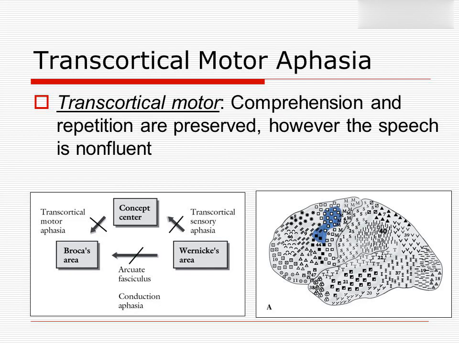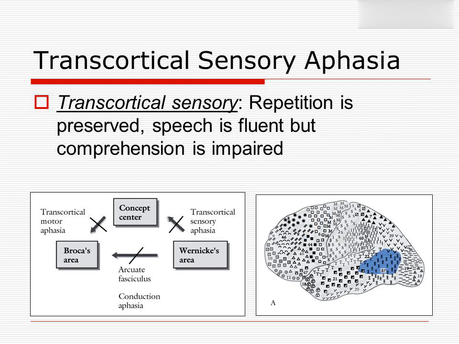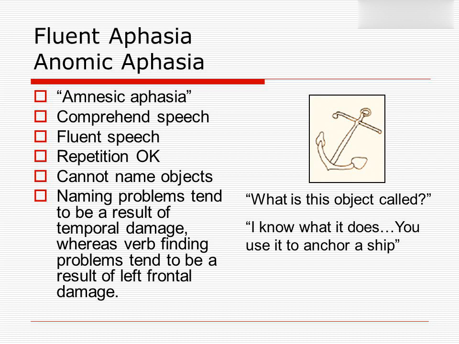Transcortical motor aphasia: comprehension and repetition are preserved, however the speech is non-fluent. Transcortical sensory aphasia: repetition is preserved, speech is fluent but comprehension is impaired. Fluent aphasia, anomic aphasia, amnesic aphasia. Comprehends speech. Fluent speech. Repetition okay. Cannot name objects.